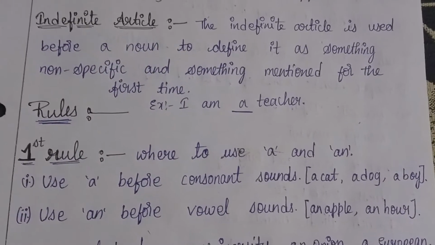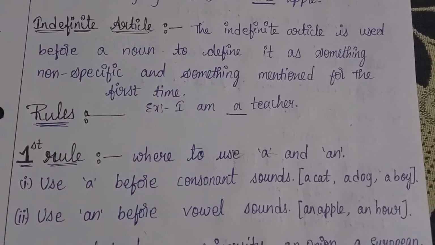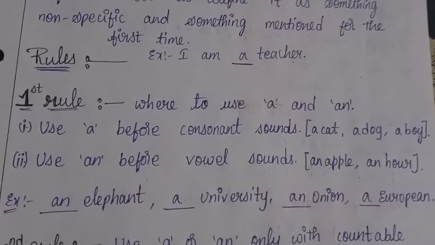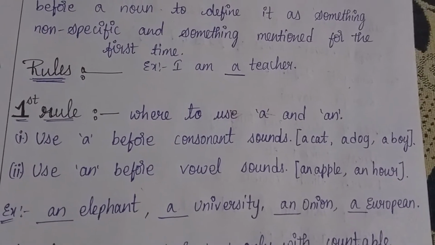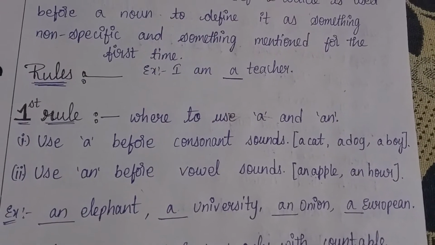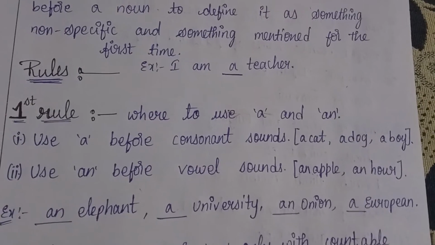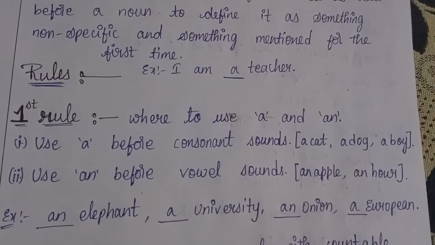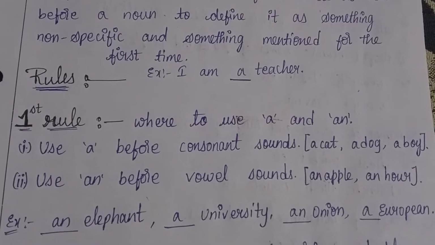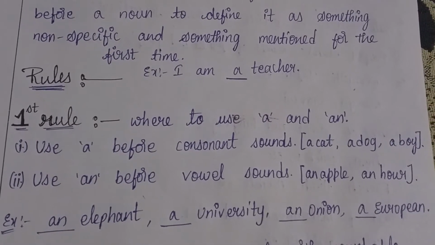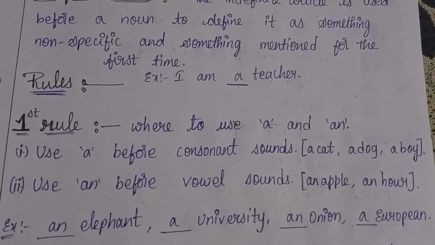And in some words we get confused about the use of a and an. So what are those words? An elephant: the sound is a vowel sound, so we should use the article an over here. And the second word is university. The sound it is producing is U, which is a consonant sound, so we should use a over here.